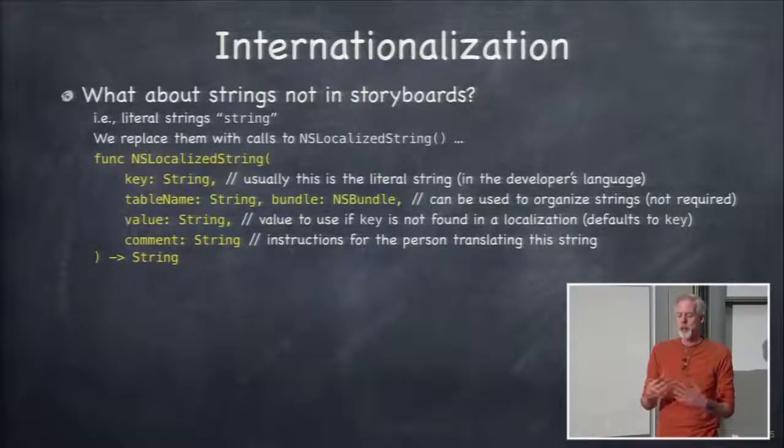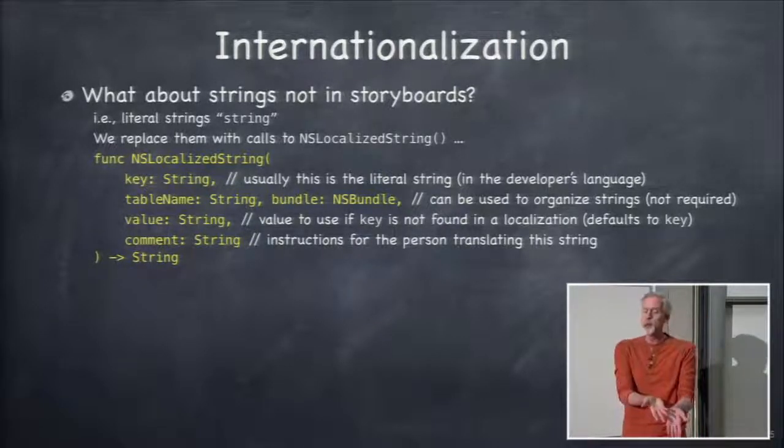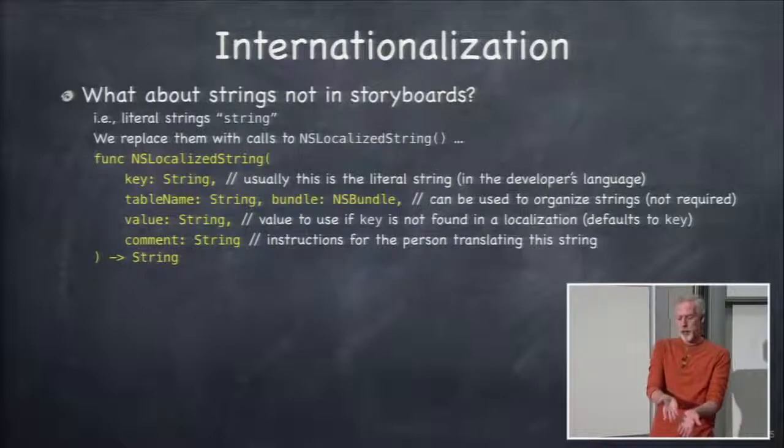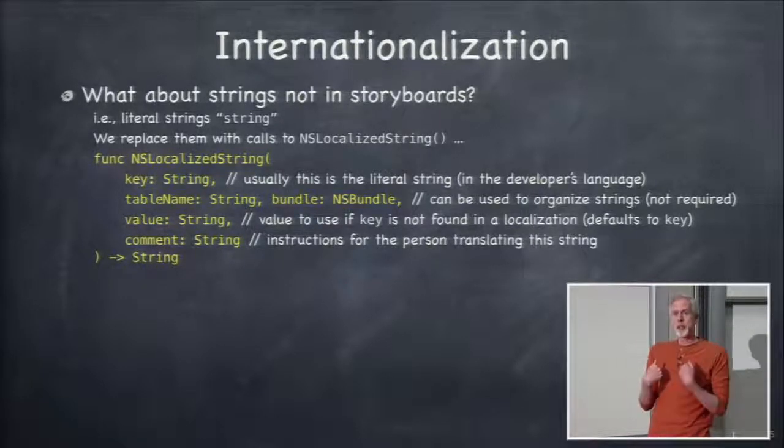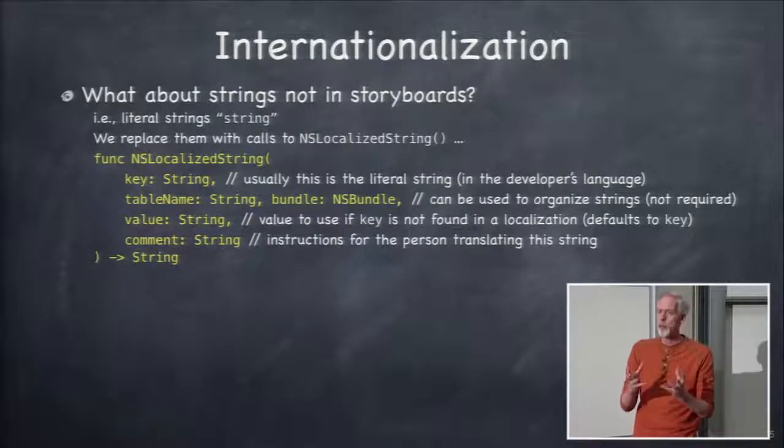So with NSLocalizedString, you pass these arguments, and it gives you back a string. And the string it gives you back will either be, if there's no translation, the value there, or the key itself if there's no value, or it's going to be the translated string that came back from the localizer. Okay? And then you're going to use that string. You can put it in the UI. So you want to wrap every literal string in this.